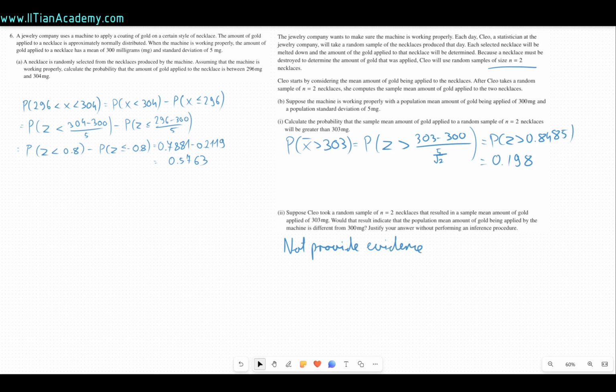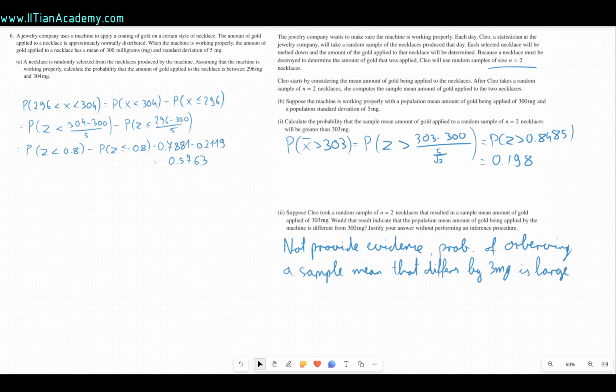And the reason for that is because the probability of having a sample that differs from 300, so the probability of observing a sample mean that differs by 3 milligrams from 300 milligrams, obviously, is pretty large. So it's normal that if we get something like 303 milligrams, that's not really an issue here.